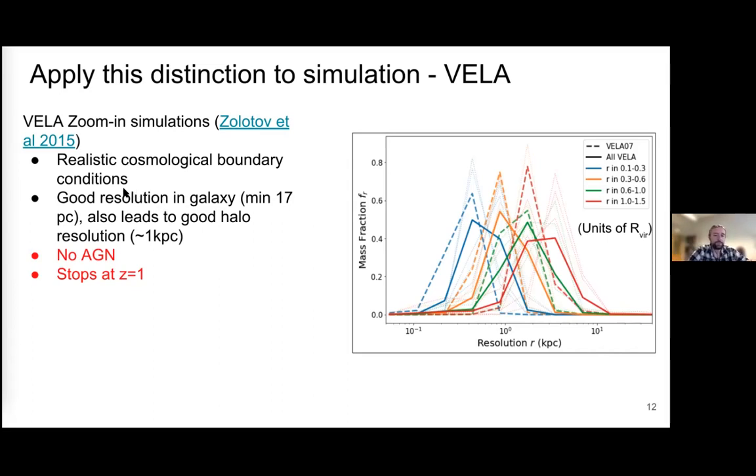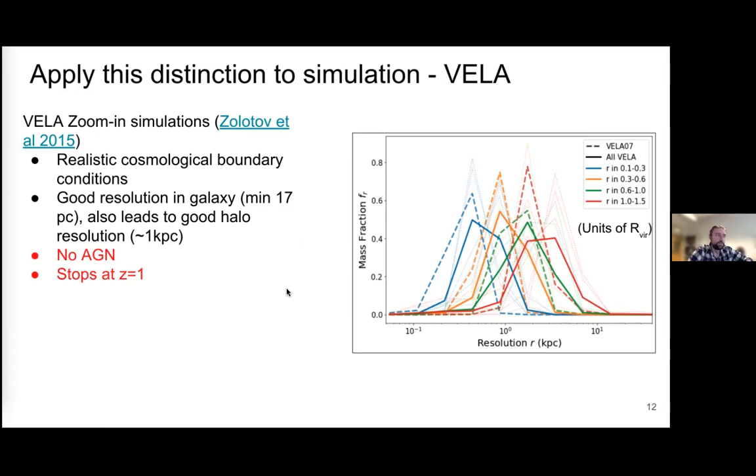And it gets pretty good resolution inside the galaxy. So it goes down to about 17 parsecs inside the galaxy. And this means that, because it's adaptive, it can't get worse too quickly. It has pretty good resolution in the halo. So it's a zoom-in simulation.